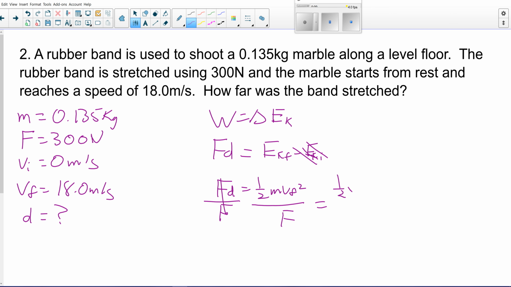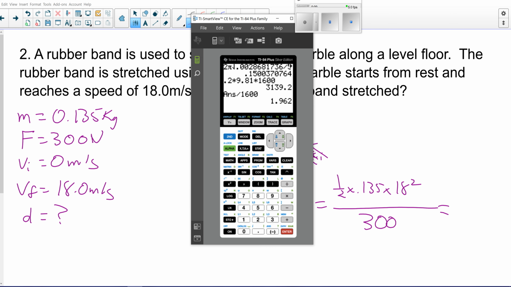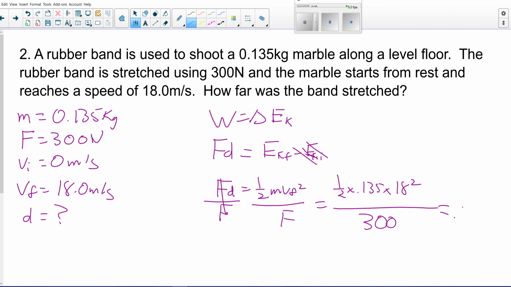So that'll be 1/2 times 0.135 times 18 squared divided by 300. So 0.5 times 0.135 times 18 squared and divided by 300. All right, so we are getting a distance the rubber band was stretched of 0.073 meters. Okay, everybody all right with that one? So that's like 7.3 centimeters. That far. Okay, questions there?